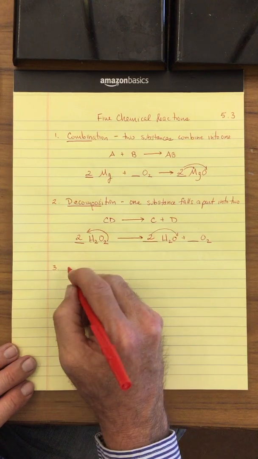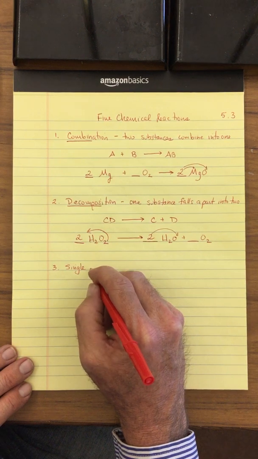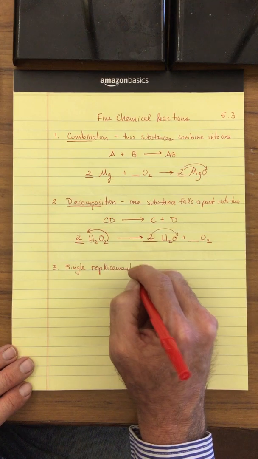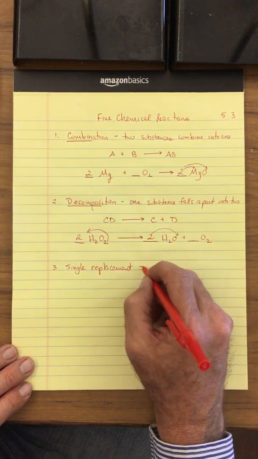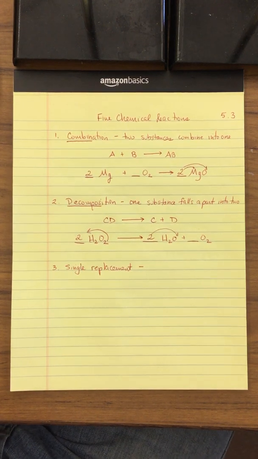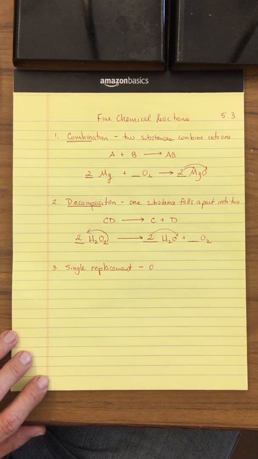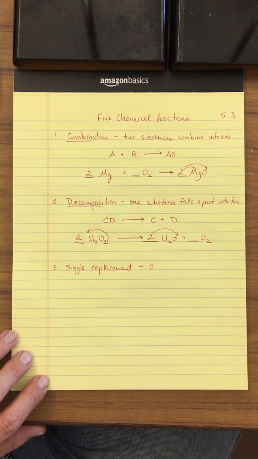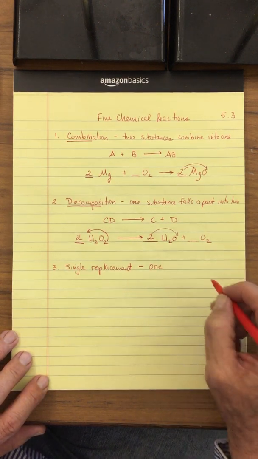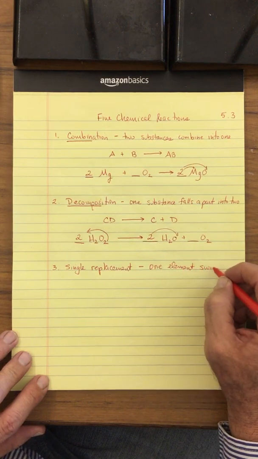The third reaction is going to be called a single replacement reaction. In a single replacement reaction, one element is going to switch with another. So think of a substitution on a basketball court or a soccer field. You're going to have a replacement or a substitution. One element switches.